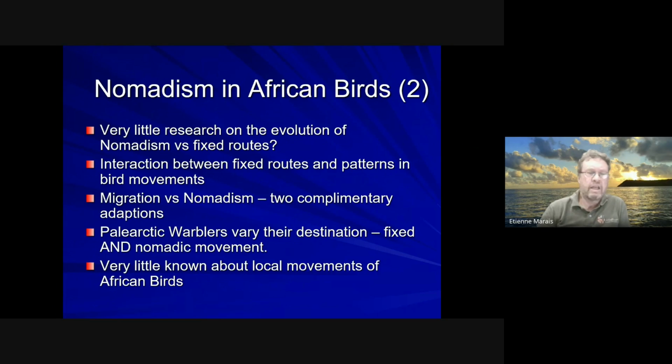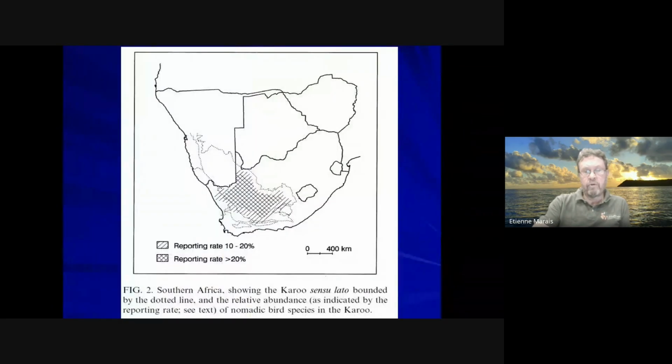Common whitethroat, another species that shows tremendous variance in seasonal occurrence. In other words, they're nomadic because in years when the conditions in a particular part of Africa are good, they're there, and in other years they're not. The bottom line is that very little is known about local movements of African birds.